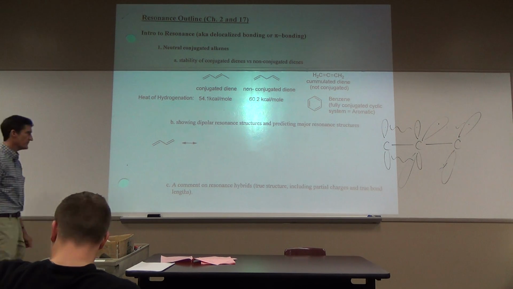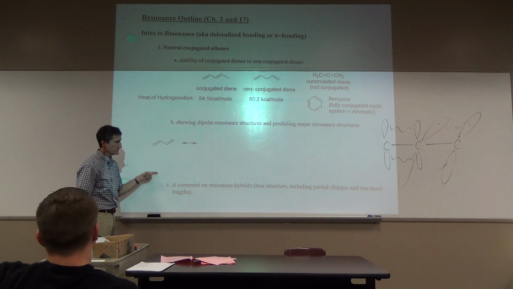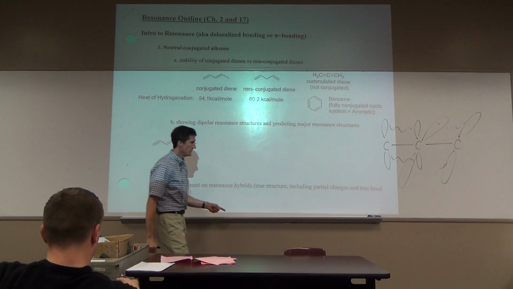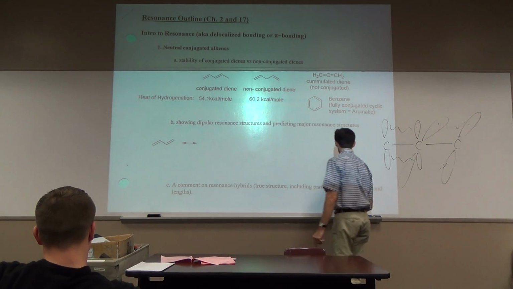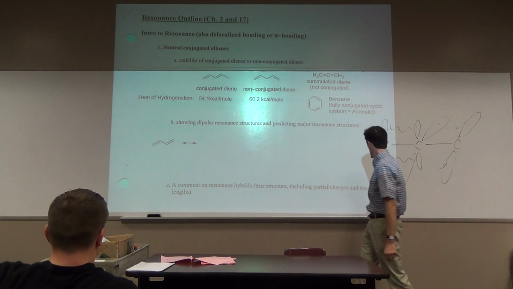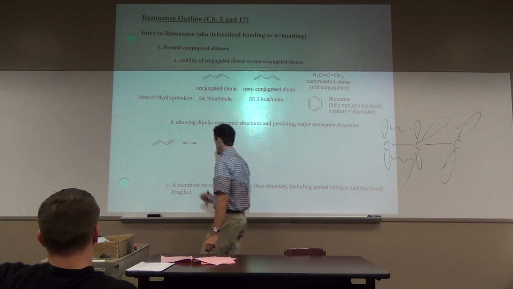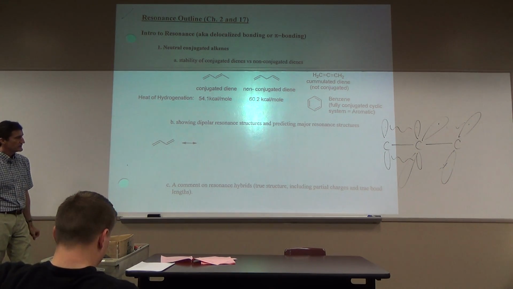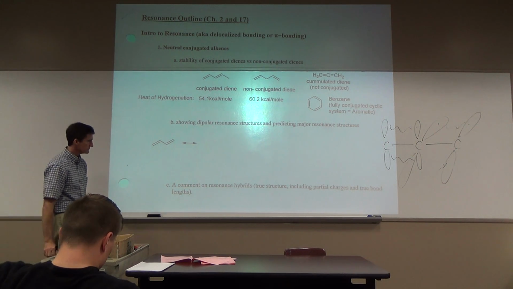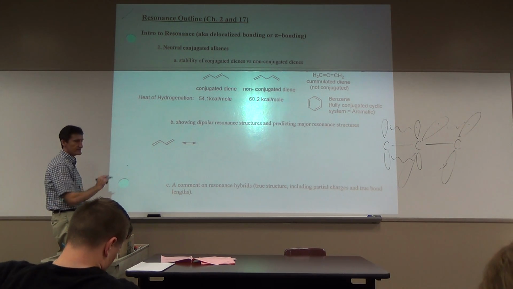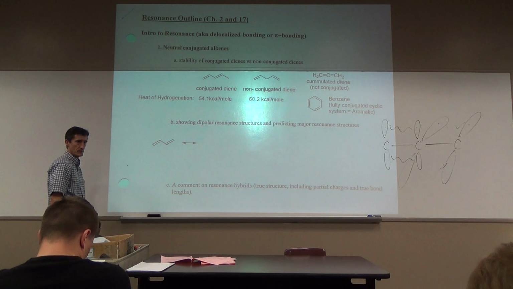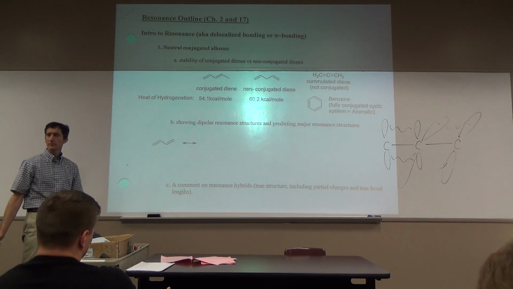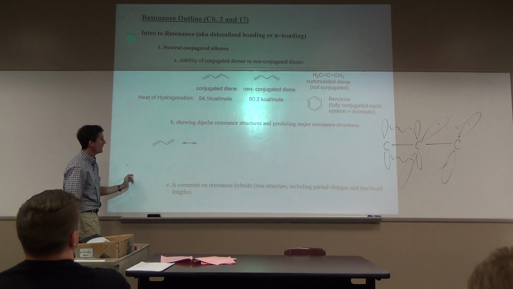Comment on resonance hybrids. Well, we just did the resonance hybrid. True structure, partial charges. I didn't show any partial charges. True bond lengths. Again, this stuff is easier with examples below. I didn't say bond order. Bond order is basically number of bonds. Okay?